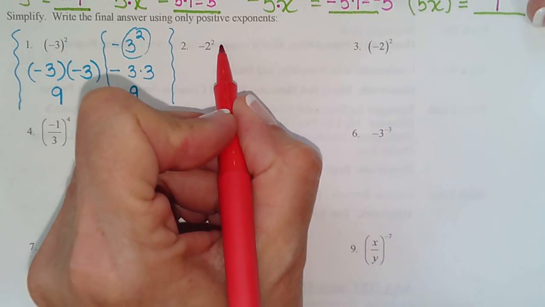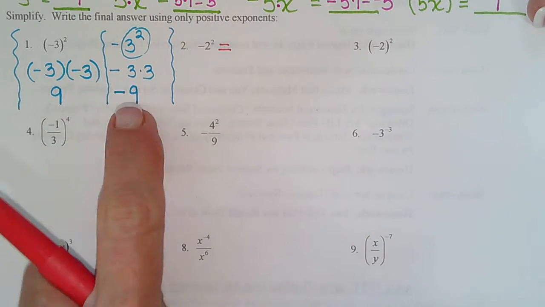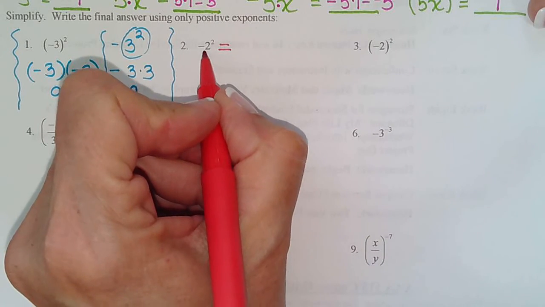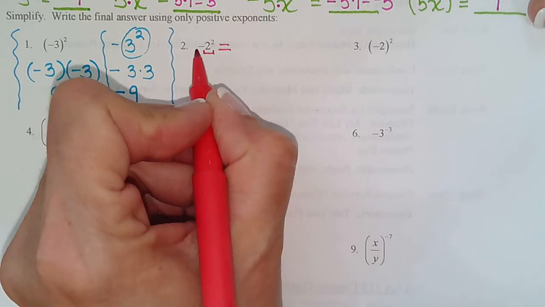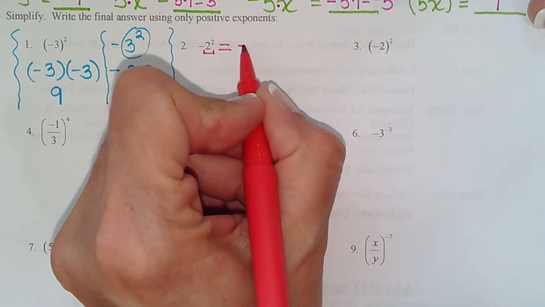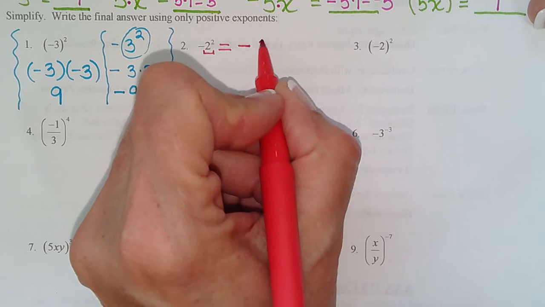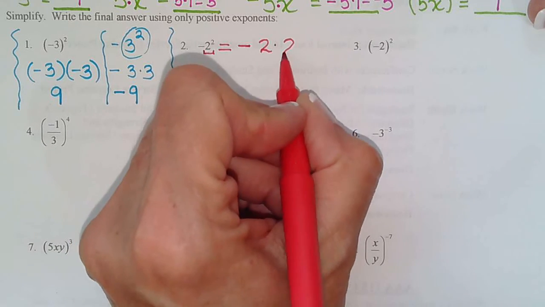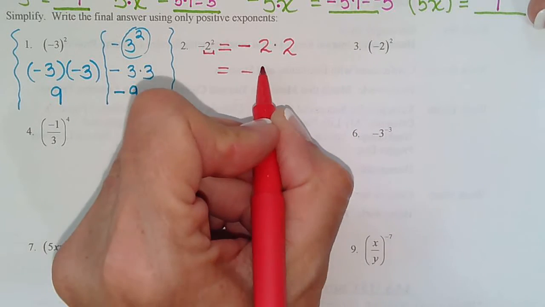Okay, this first one is just like this one. The exponent only goes with the 2, so it's read the opposite of 2 squared. So there's 1 negative and 2 2's, so the opposite of 2 squared is negative 4.